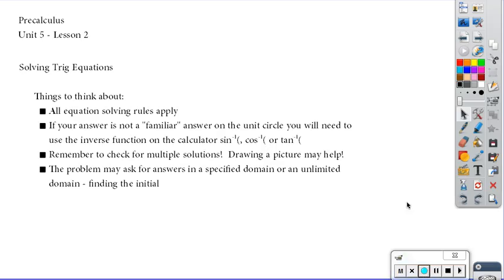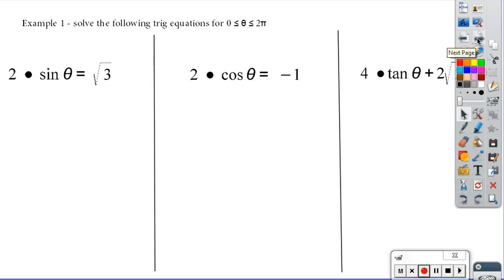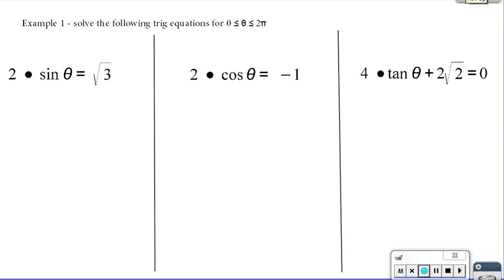And the problem may ask for answers on a specific domain or an unlimited domain. Again, we'll see what that looks like. Let's take a look at some examples. So here we go, some basic ones to get started with. Okay, and like I said before, basic equation solving rules apply.